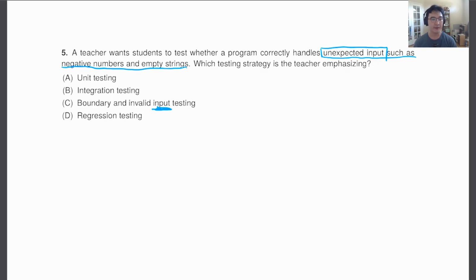In boundary and invalid input testing, you're trying to basically validate or test for extreme or unlikely or prohibited inputs. For example, when taking the square root of something, you want to make sure that your program handles, hey, what if the user inputs a negative number? Or if your program's supposed to return a string flipped around, mirrored. Well, what if they input no string, right? An empty string. So that is boundary and invalid input testing.